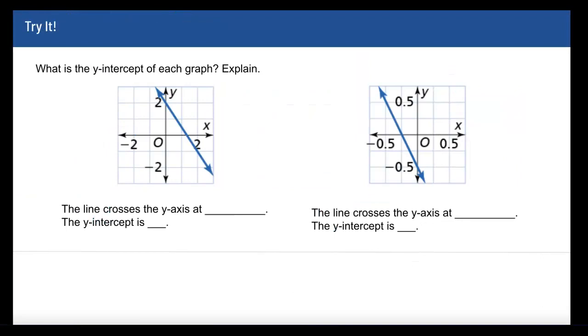Now you try reading these two graphs in your notes. State what is the point of the y-intercept and what is the y-intercept.